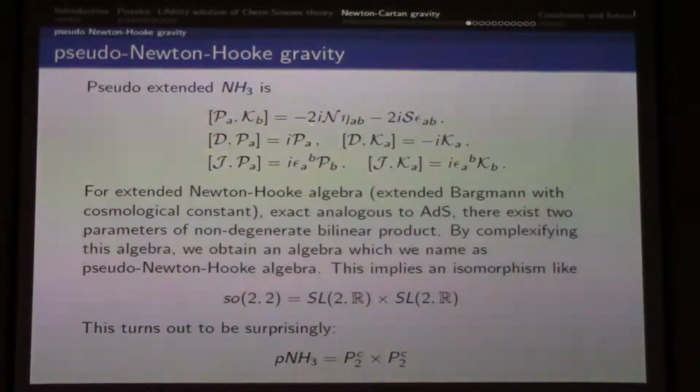And the third example I want to talk about today is the pseudo-Newton-Hooke gravity. Newton-Hooke gravity is the Galilean gravity plus a cosmological constant. We studied this because we want to make an analogy to AdS. AdS is Einstein gravity with a cosmological constant, so we want to introduce a cosmological constant. And we call it pseudo because we make a complexification of it so that it can change time translation to some dilatation, and the rotation will also get an extra complex number here.